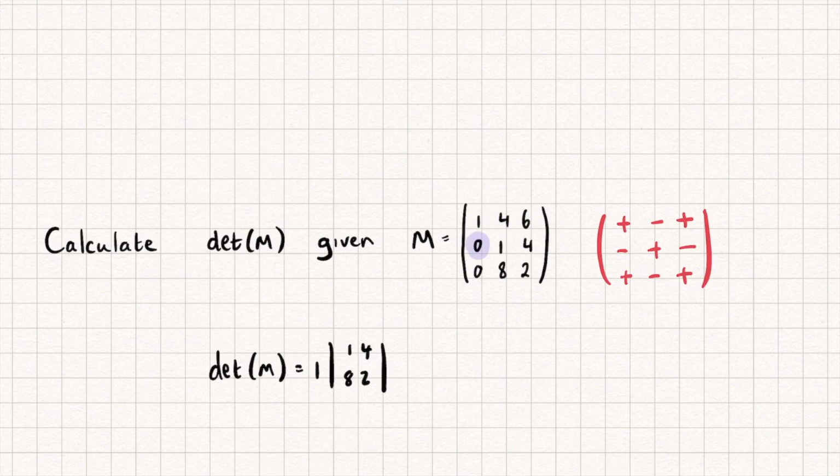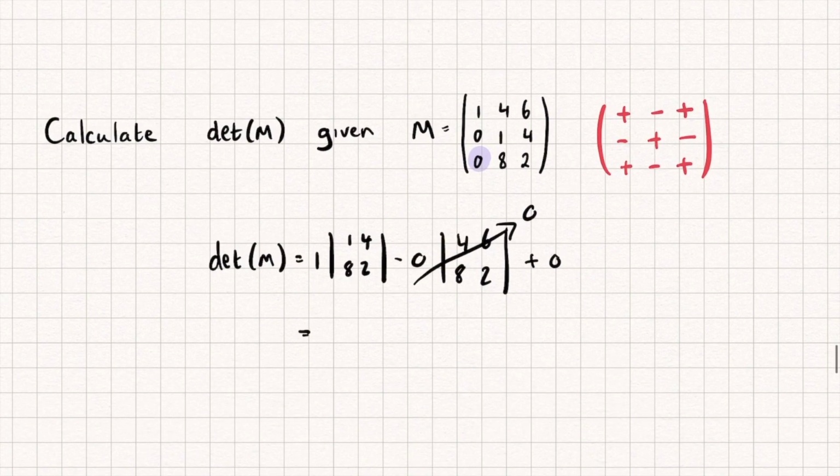So now the second element is 0. It's minus 0. Well, there is really no point in finding the determinant of this matrix here, which would be 4, 6, 8, 2. Why is there no point? Well, because I'm multiplying it by 0, so this whole thing is going to go to 0. So this is why this column might be better for finding the determinant than the first row. Let's move on to the final element, which is also a 0. So it's plus 0. And again, I don't need to find the determinant of that final bit because I'm multiplying it by 0, so it's just going to go to 0. So the determinant of M is equal to 1 multiplied by 2 subtract 32. And so you can see I've got negative 30.